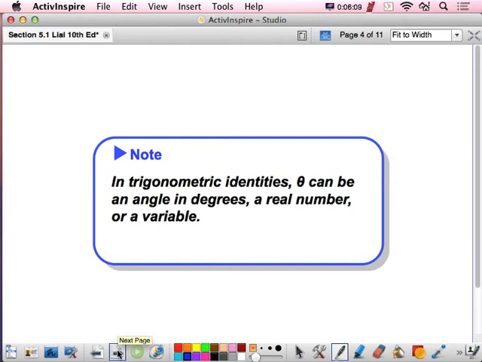Remember that in trigonometric identities, the angle theta can either be in degrees, a real number, or a variable. So what's a real number? A real number is another way of saying radians. So you don't know unless you're told whether it's in degrees, radians, or most of the time it'll just give you a variable. Your book is just pointing out that it doesn't matter what the angle is, these identities still hold true. Whether it's in degrees, whether it's in radians, or whether it's left as a variable. So that's all your book's trying to point out there.